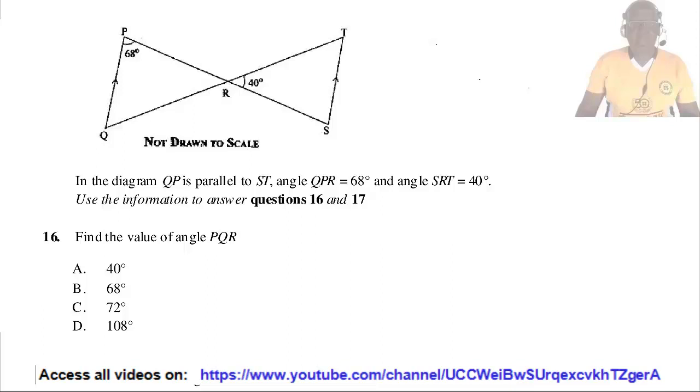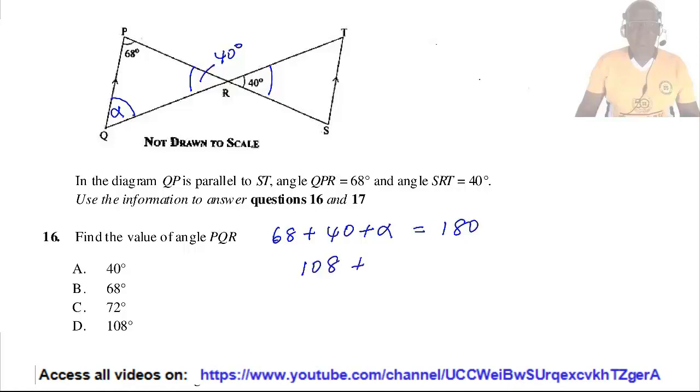We are to find the value of this angle PQR. Let's call it alpha. Now, the angle over here is vertically opposite this angle, so it's 40 degrees. Now the sum of angles in triangle PQR should add up to 180 degrees. Therefore, 68 plus 40 plus alpha should be equal to 180, or 108 plus alpha equals 180. Therefore, alpha equals 180 minus 108, which equals 72. So the answer is 72 degrees, C.